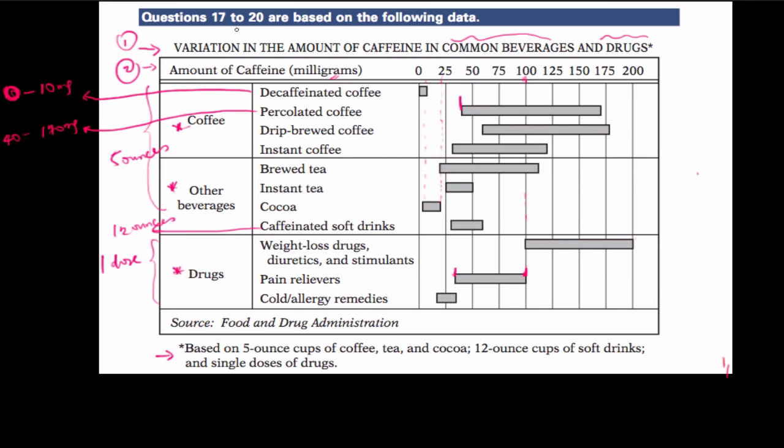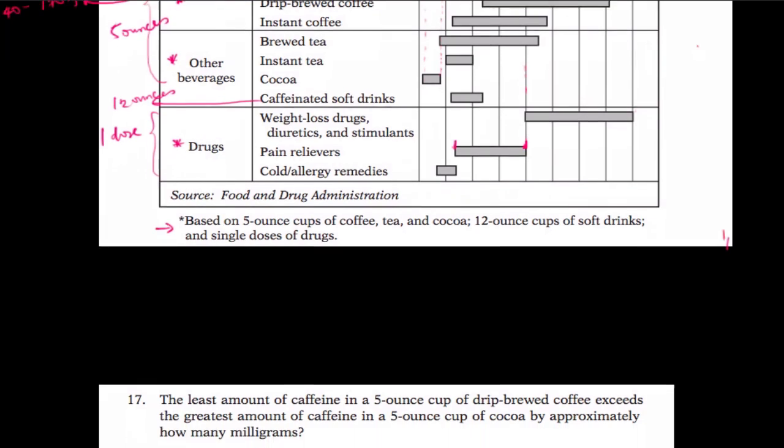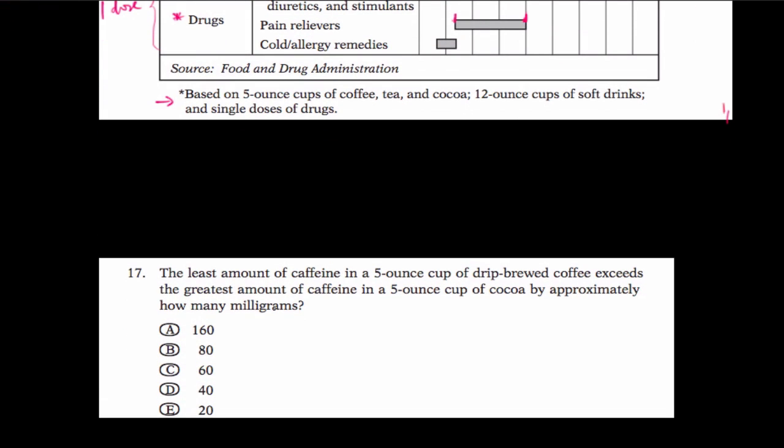It says questions 17 to 20 are based on the following data. So let me go to question number 17. Question 17 says the least amount of caffeine in a 5 ounce cup of drip brewed coffee exceeds the greatest amount of caffeine in a 5 ounce cup of cocoa by approximately how many milligrams?